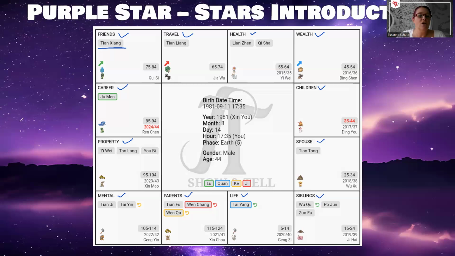All right. So this is the Tian Xiang star. Now the other one, the last one we have not looked at yet, is the Wu Qu star. Wu Qu over here, and in this case, it's in the siblings' palace. Now, again, we are starting with the life palace, as always. If you have the Wu Qu star in the life palace, you're very, very good at enduring hardships. You have good stamina, let's put it this way.